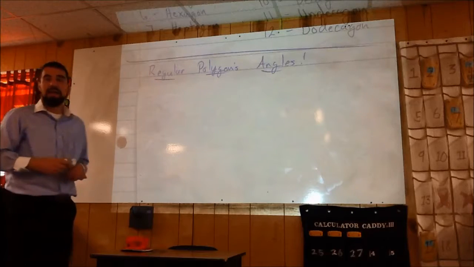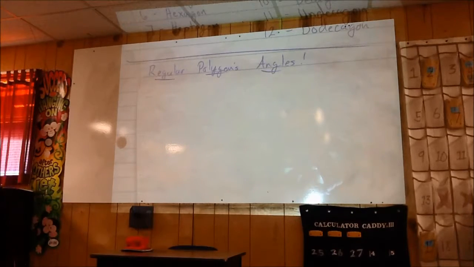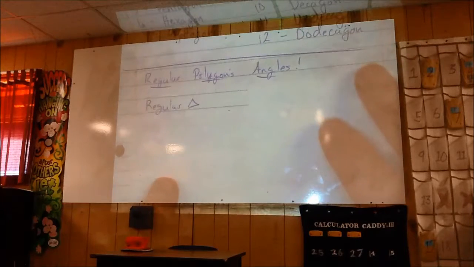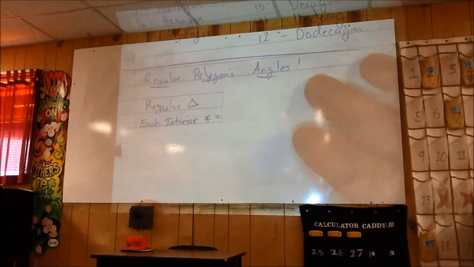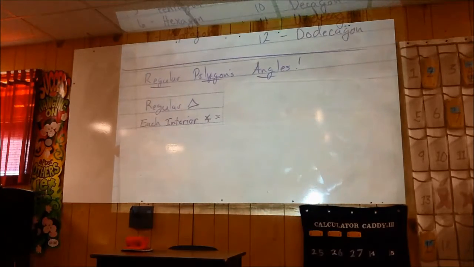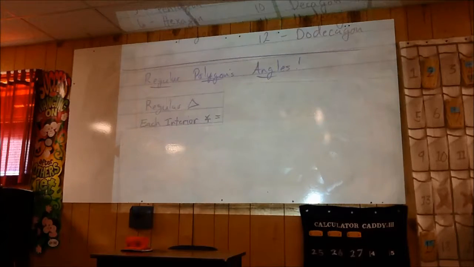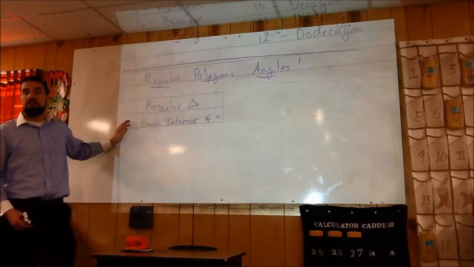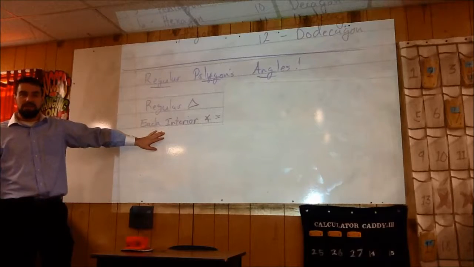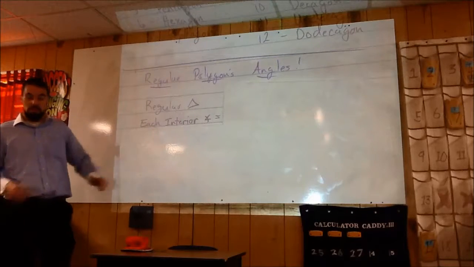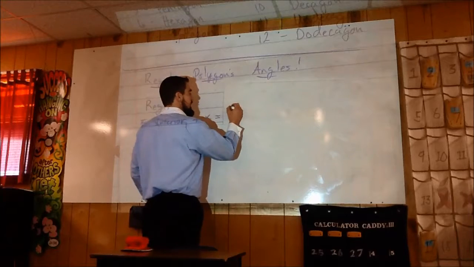What if you had a regular triangle? You get a regular triangle, so I want you to go ahead and write. We're dealing with a regular triangle. If you have a regular triangle, let's talk about the interior angles. What do we know that the interior angles have to add up to be? The three interior angles have to add up to be 180 degrees.